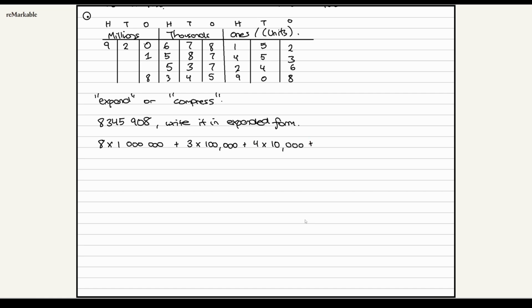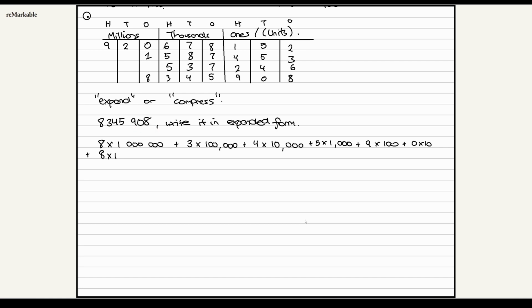Then we're going to do 5 times 1,000. And then we're going to do 9 times 100. And then we don't have any tens, right? So we can actually just do 0 times 10. And then I'm kind of running out of space here, so I'm just going to put the next one down here. Just think of this as like one line going on. Then we've got 8 ones. So 8 times 1.